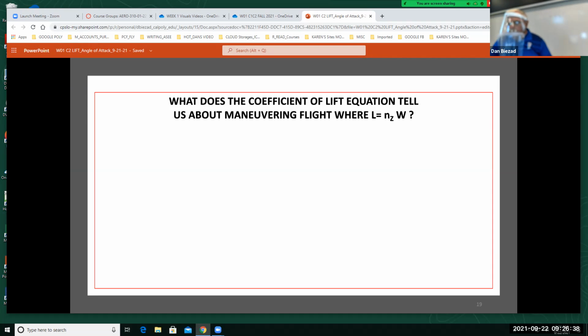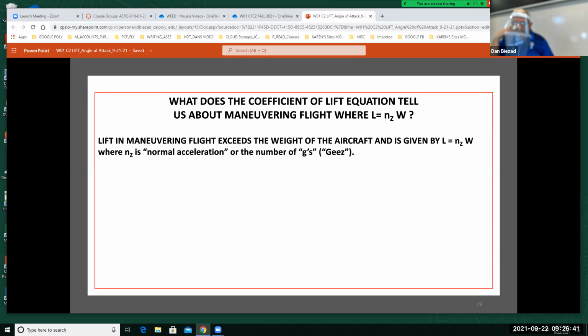Okay, so let's look at this equation. What's maneuvering flight? What I was talking about earlier is equilibrium level flight. So up to now, we've had this airplane flying level in equilibrium flight, 1G. But what if I add power and pull back on the stick? I'll pull more than 1G. Or I could go into a turn. I could go into a level turn and pull more G's to stay level.